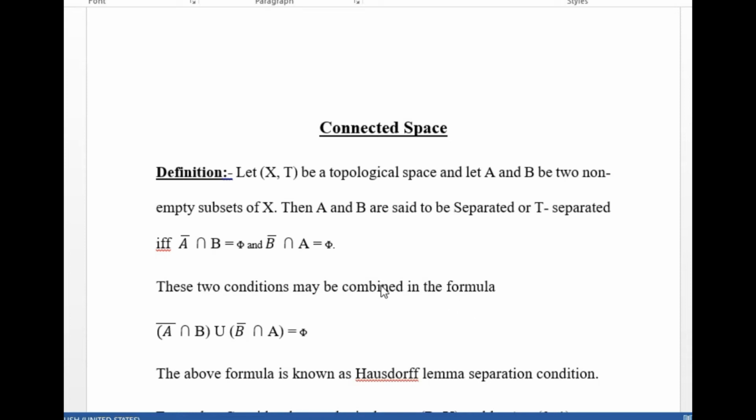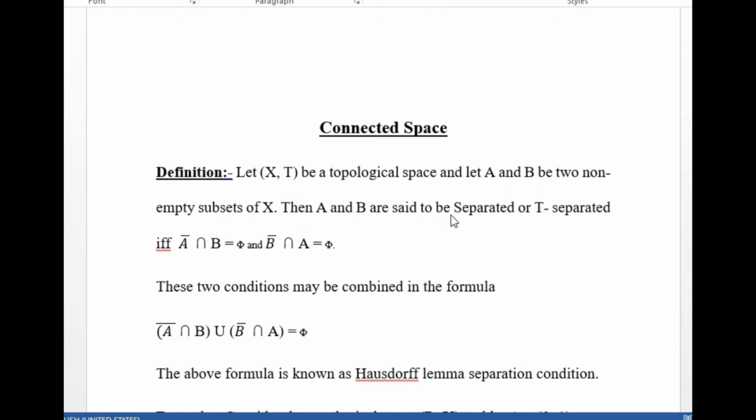Dear student, in this video we discuss connected space. First we define separated sets or T separated sets in a topological space. Let (X, T) be a topological space and let A and B be two non-empty subsets of X.